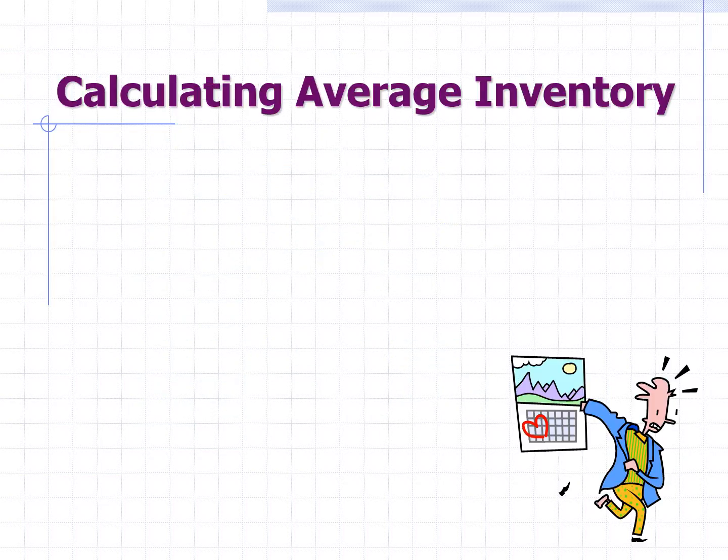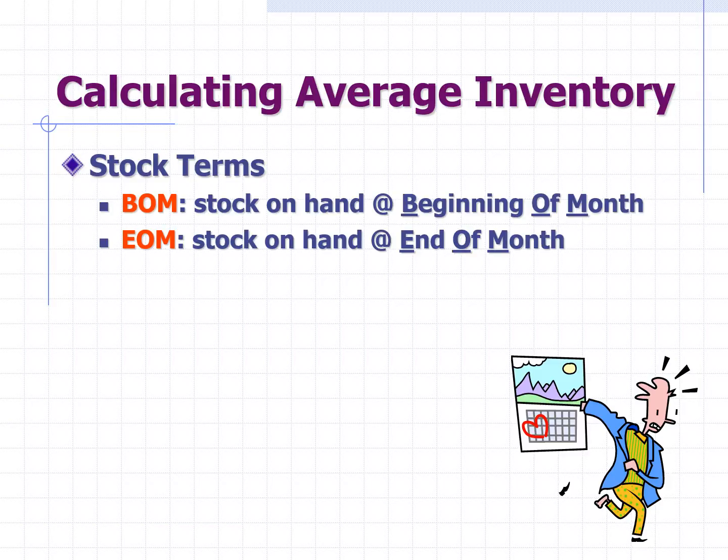So for calculating turnover, we had to know what the average inventory was, right? Average inventory or average stock at the retail value. So then we wonder what average inventory or average stock actually means, and how to calculate it. Before we talk about how to calculate average inventory, we need to learn a couple of stock terms, and they include BOM and EOM.